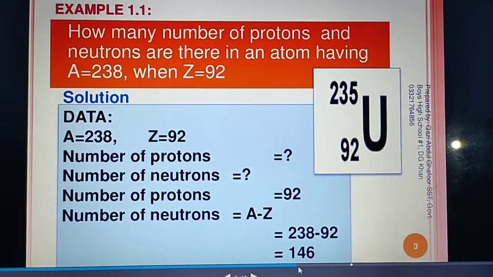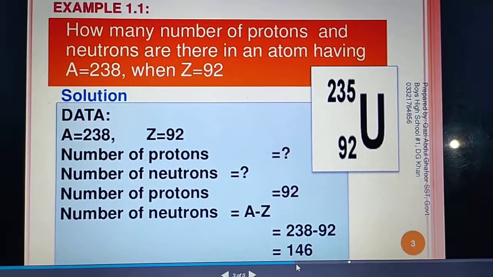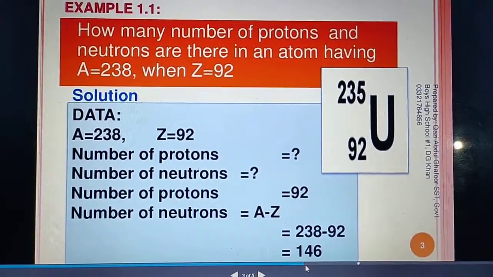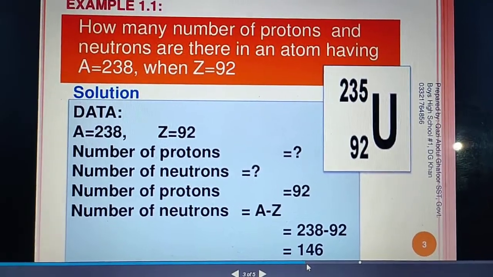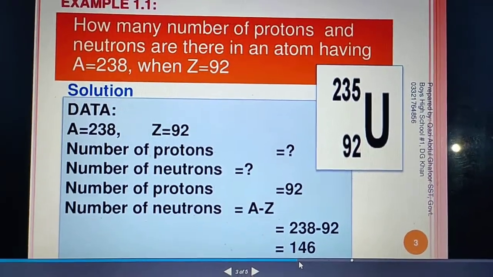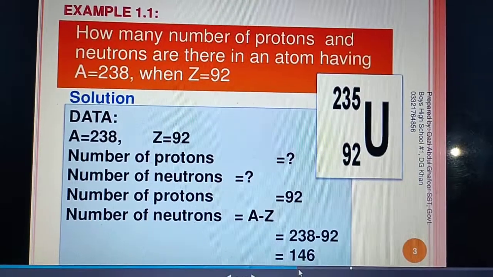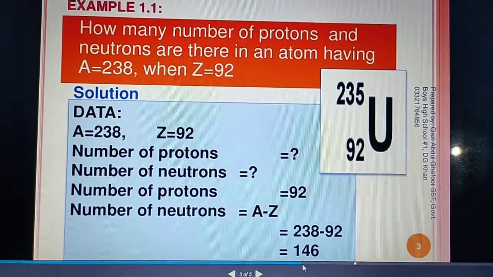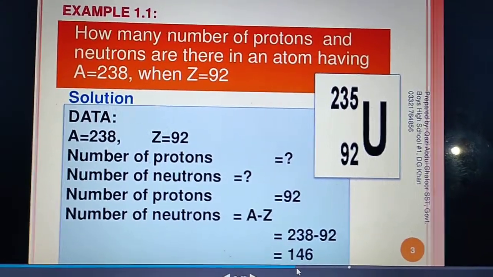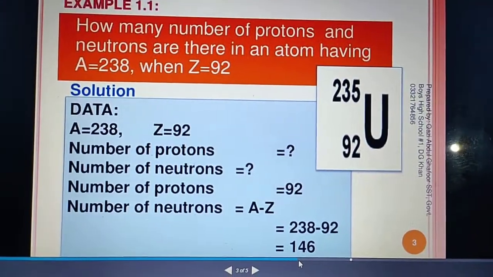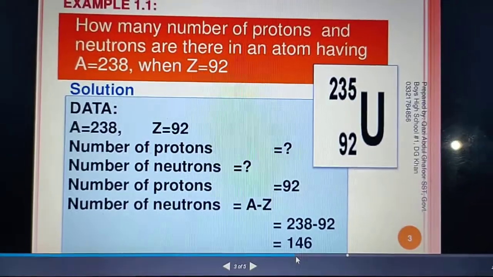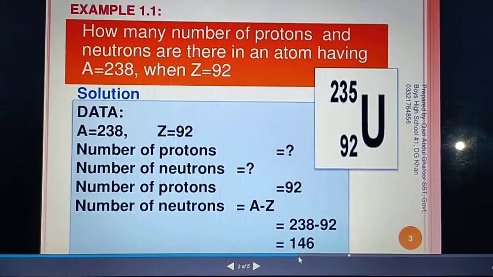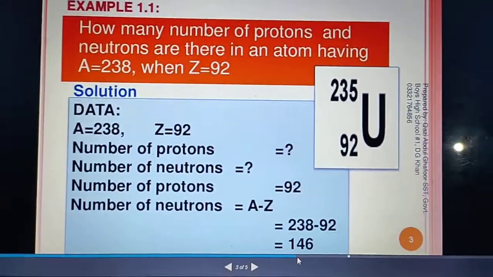Now you have to find the number of neutrons. How will you find this? By the formula, mass number is equal to number of protons plus number of neutrons. So the number of neutrons is equal to mass number minus number of protons, that is 238 minus 92. So you will get the number of neutrons as 146. In this way you can find the number of protons and neutrons in any atom which is given.